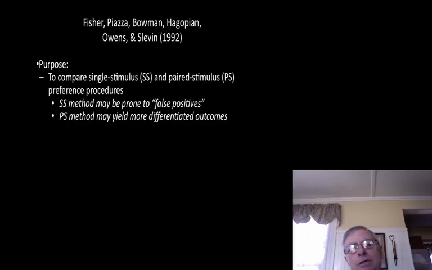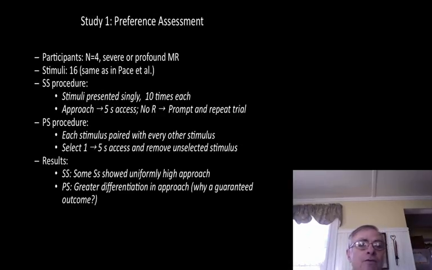Where the paired stimulus, if there's two things or three things or multiple things, the chances are I'm going to pick the one out of that array that I really like, and there's a much higher probability that that's going to serve as a reinforcer. So they had 4 subjects. They were severely or profoundly mentally retarded. There were 16 stimuli, exactly the same thing as in the Pace study.